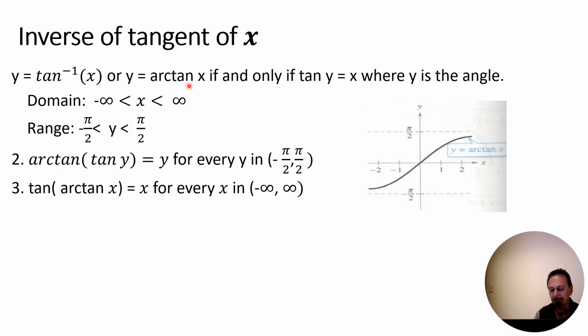Now y is arc tangent x if and only if tangent of y is equal to x. So arc tangent x is actually an angle, okay? An angle whose tangent is x. The domain here is all real numbers from -infinity to infinity, but the range is from -π/2 to +π/2. For y in this range, arc tangent of tangent of y is y, and for x in the domain -infinity to infinity, tangent of arc tangent x is just x.